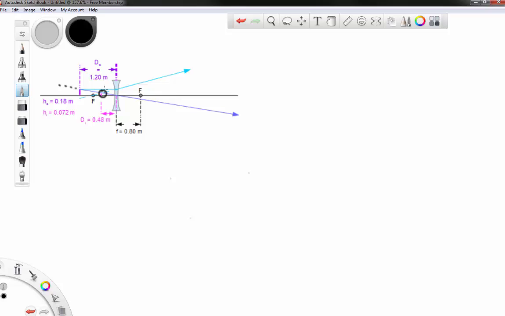You can see in this particular image that the image is located 0.48 meters from the lens. You can see that it's smaller than the original object. If you measured the height, you'd get actually 0.072 meters. And you can see that it's upright and that it is in fact virtual because we're using these dotted lines to create that image.